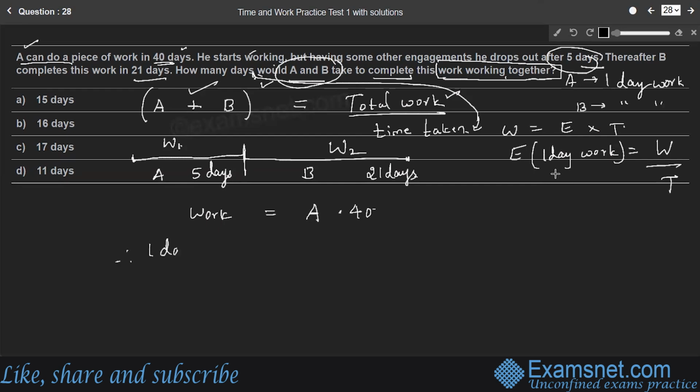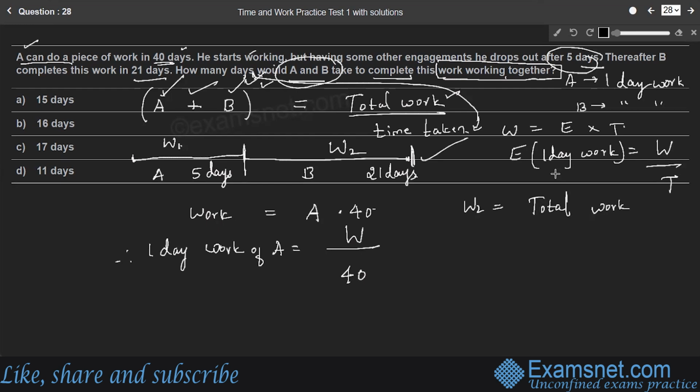Therefore, 1 day work of A is always total work W by 40. Here we need the time taken by A and B together, if they start working together. So here we have got the efficiency of A. What is the efficiency of B? So consider the second portion of work. W2 is the remaining work. It is total work minus the first part of work, total work minus W1. Here total work is W minus W1, right?